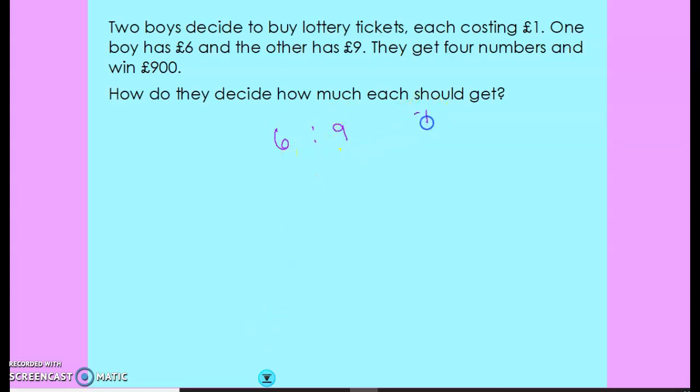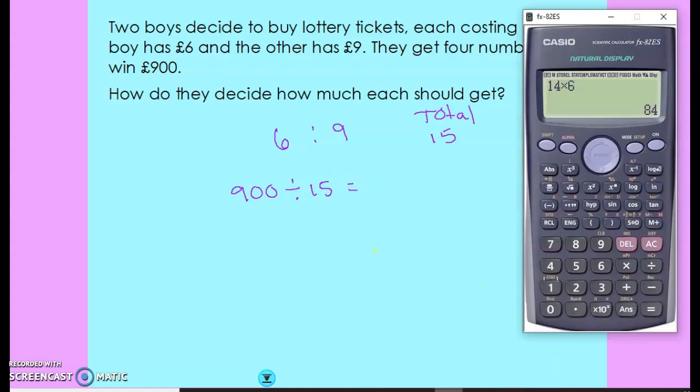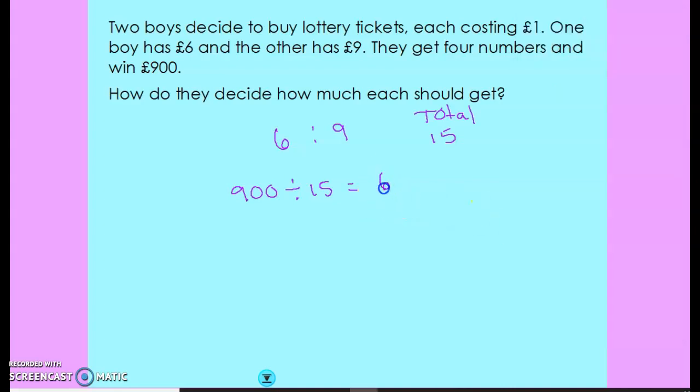because they split it in this ratio here. So instead of being split into 2, if we add these 2 together, we get 15. So that means it's split into 15 equal parts. So that £900 has been split into 15 equal parts. If I divide it by the 15, I get 60, which means 1 share is worth 60.